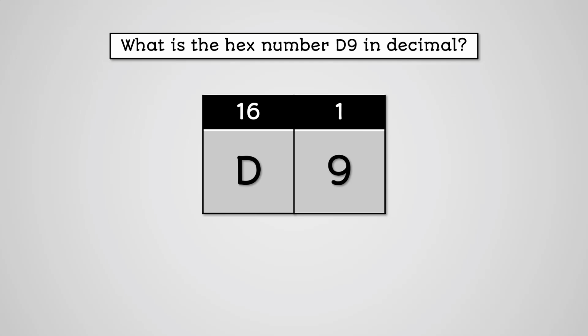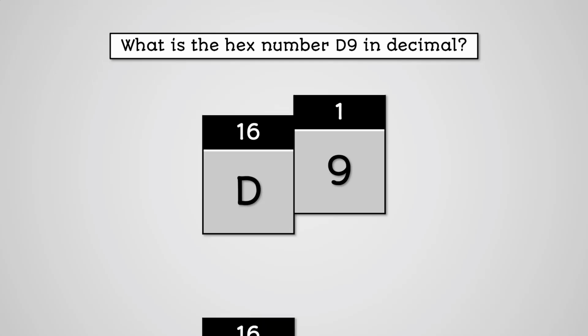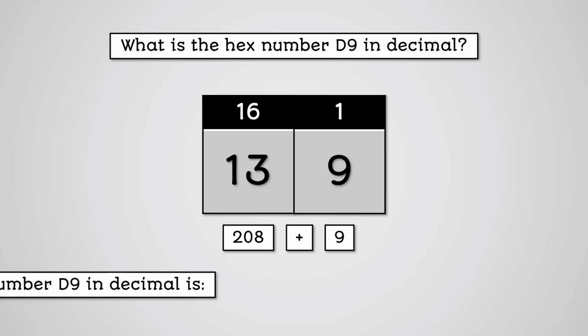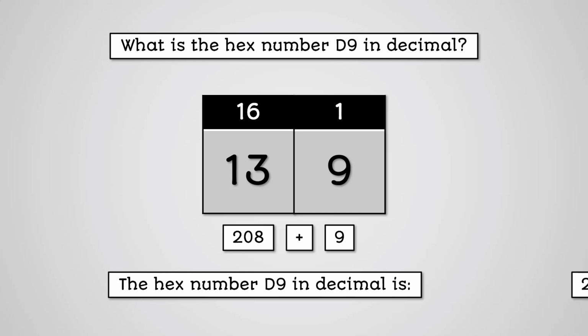We can see from our hex table that D is the hex value for 13, so we need to multiply 13 by 16, which gives us 208. In the ones column, we have 9, which we don't need to do anything to. Now we just need to add these two numbers together. 208 plus 9 equals 217. So the decimal value for D9 is 217.